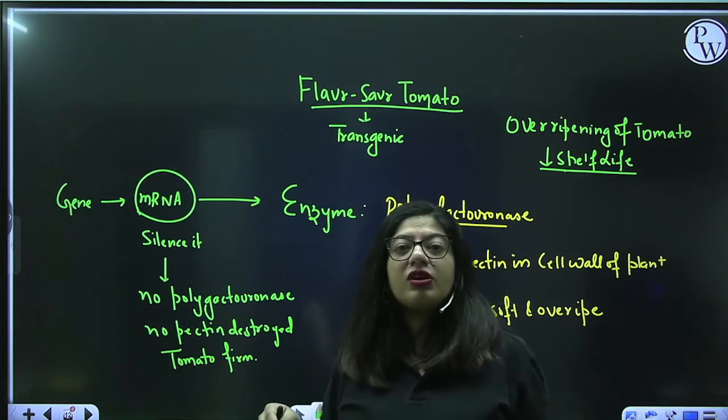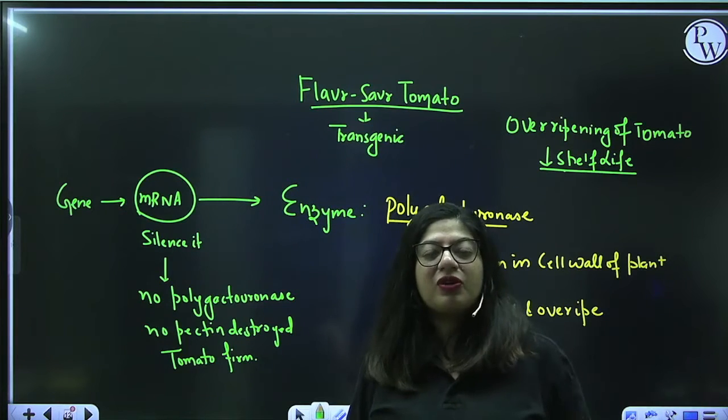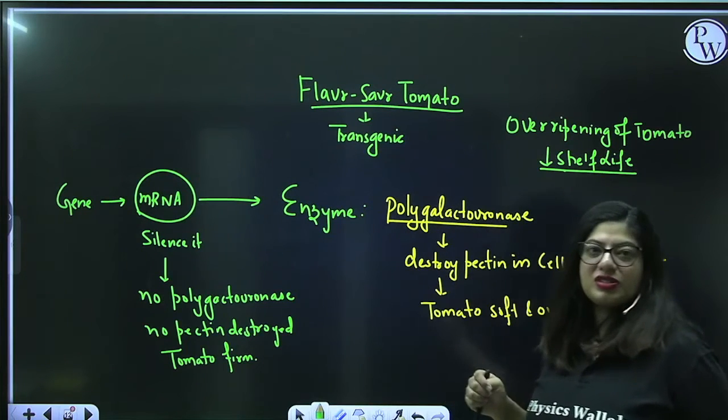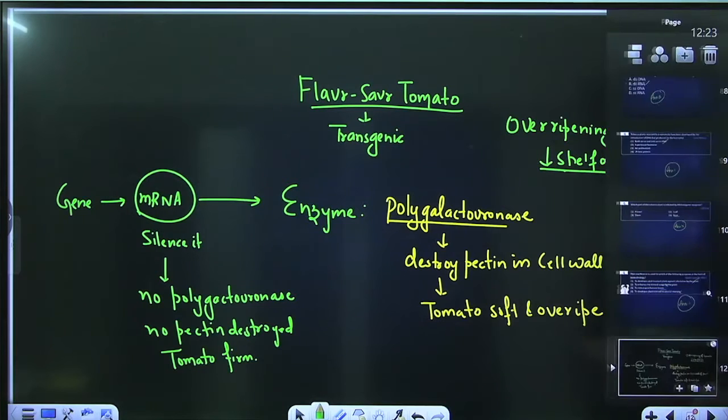So the problem was, you can't pluck it before time, and you can't pluck it even when it's time, because after that it will get overripe. So they came up with these solutions, not the farmers, the scientists, obviously, right? So that's the Flavr Savr tomatoes.